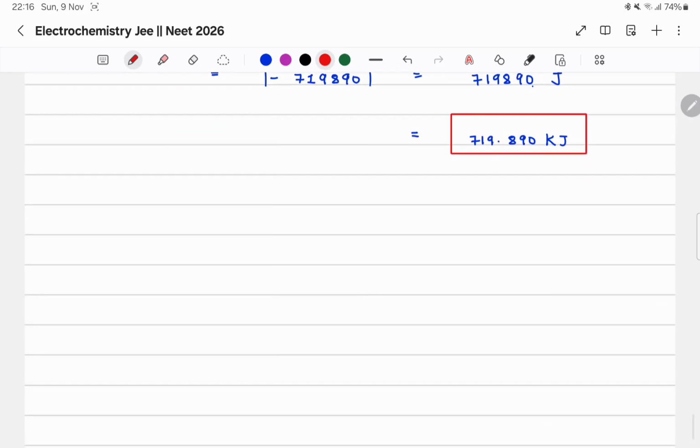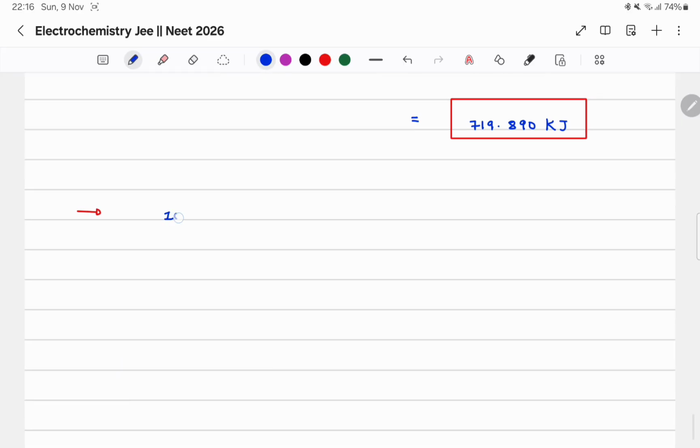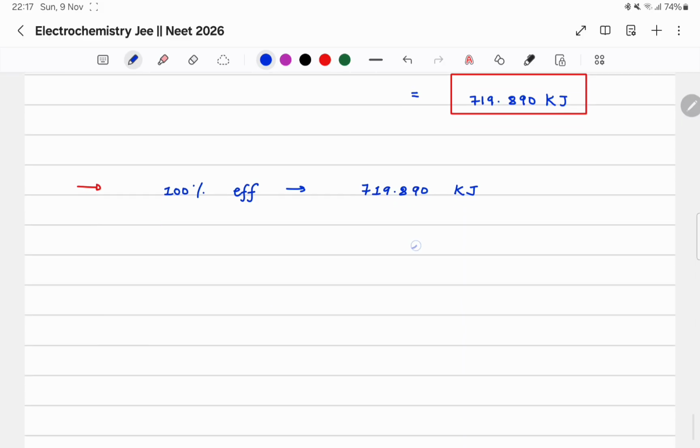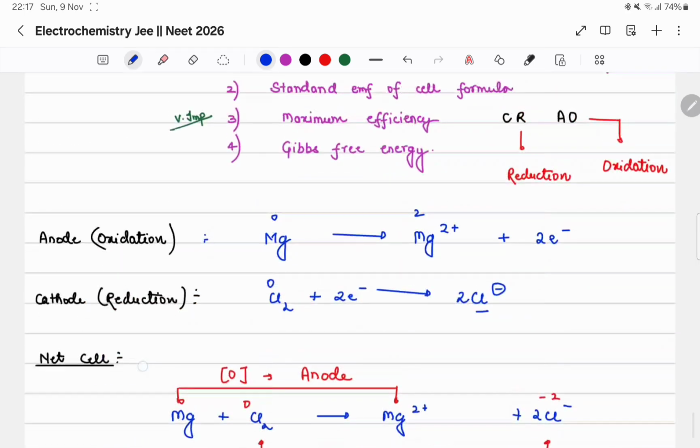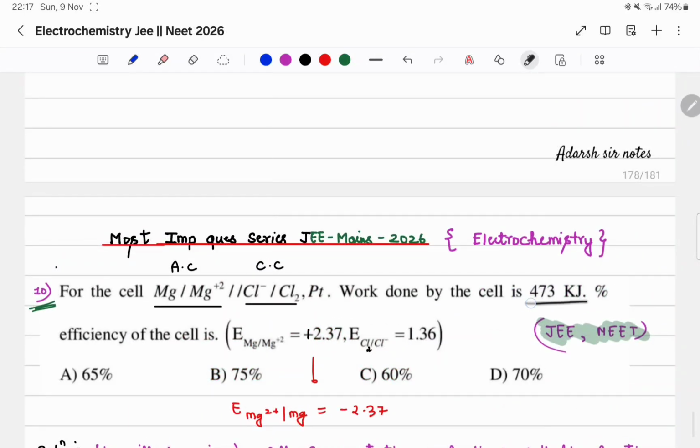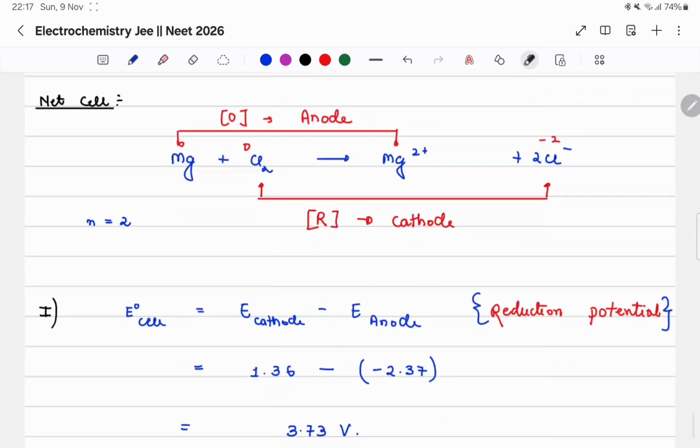Now we will just solve it like 1 rupee 2 chocolates, or 2 rupees 4 chocolates. That only concept we are going to use. So now tell me, for 100% efficiency, how much? 719.890 kilojoule, right? So for 1 kilojoule, what can I write? 100 divided by 719.890 percent. How many kilojoules are they asking? You can check the question. Tell me how much? 473 kilojoules. So just put it.